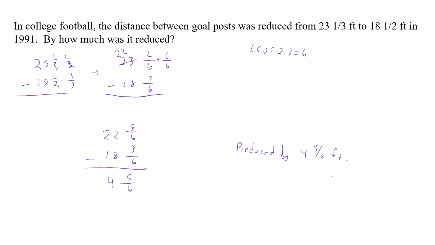So again, on these word problems, remember to include your units, and if you need to, say what it means. It's reduced by that many feet. So that's kind of what we need to say there. Okay. And again, as we did on the previous one, we had to borrow 1 from here, add it to here. So then when we added those two together, we got an improper fraction. So then that number was then larger than the one here we're subtracting off. Then when we got done, that was a proper fraction.